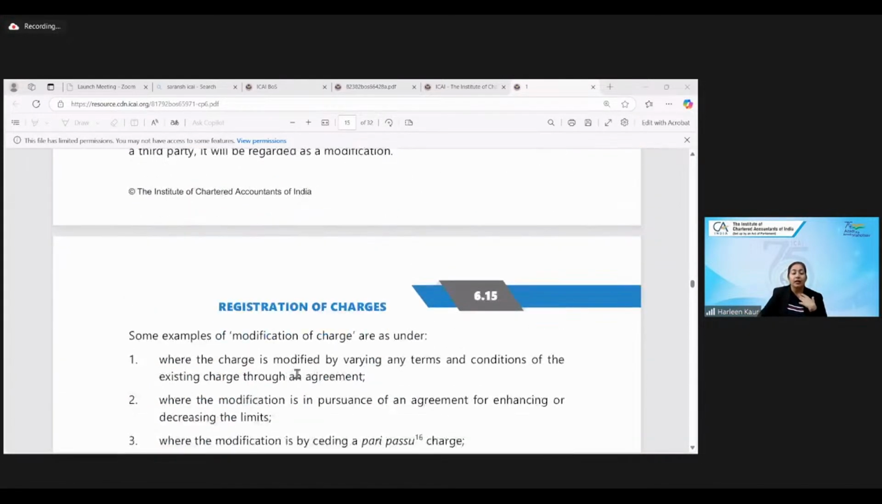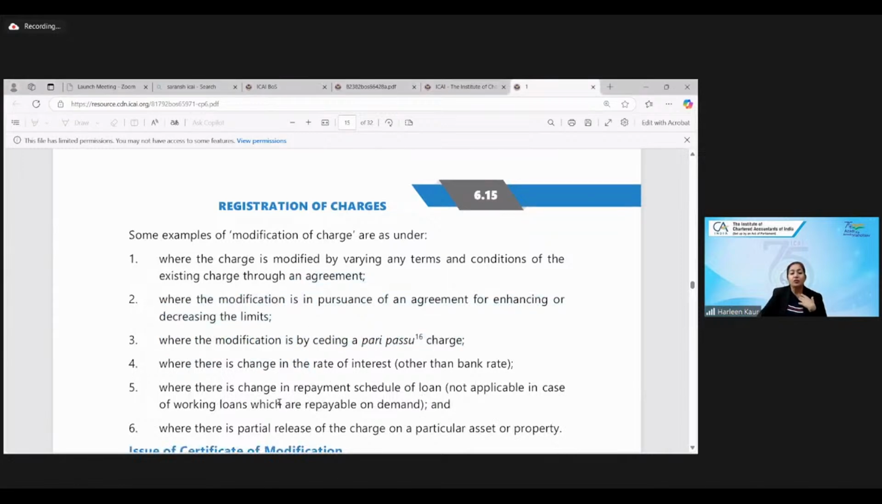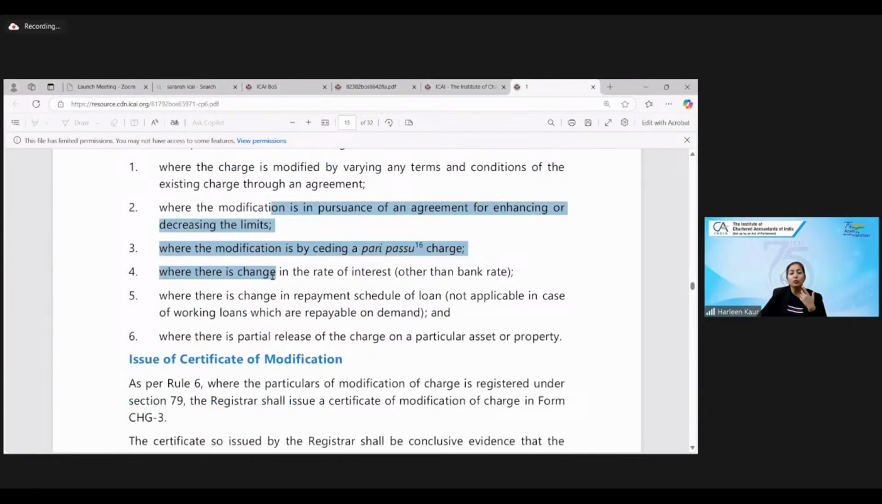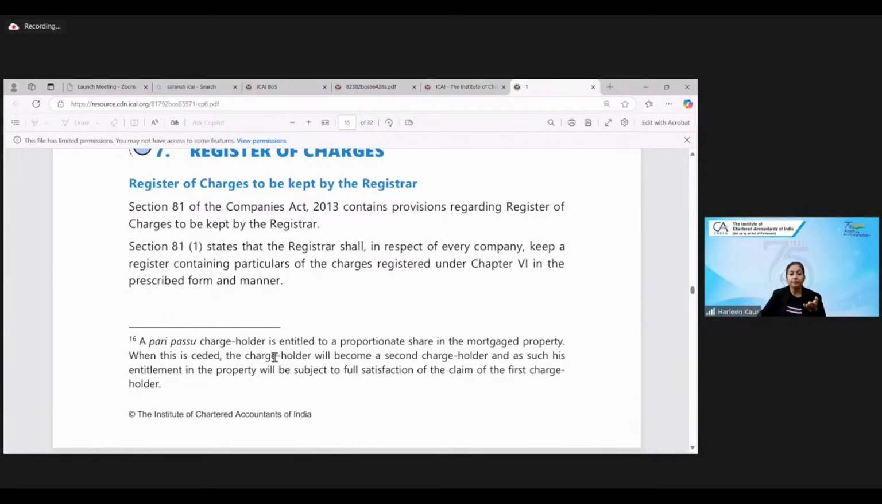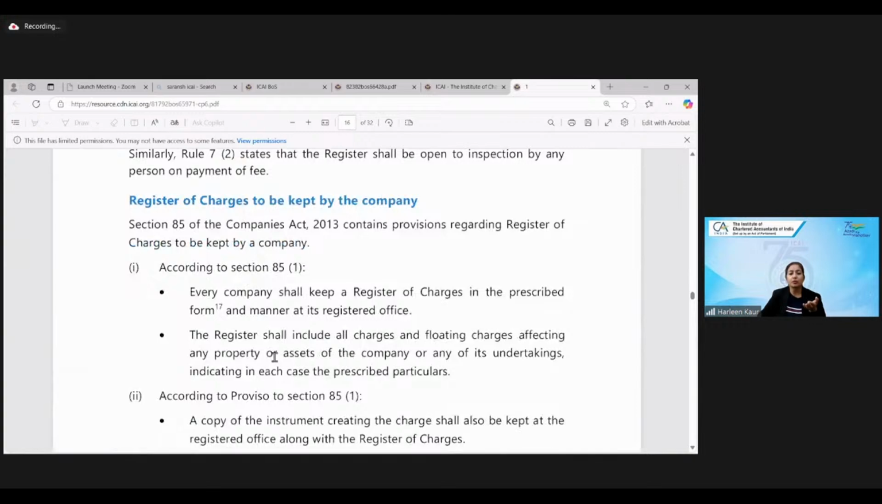Okay. And here is the modification of charges, which is given in your study material. Please go through all these points. There can be any modification: pari passu charge is being modified, or any change of rate of interest, repayment schedule, anything by changing the terms and conditions, the agreement is changing, whatever can be the reason. Okay. So section 80 tells you about the deemed notice.